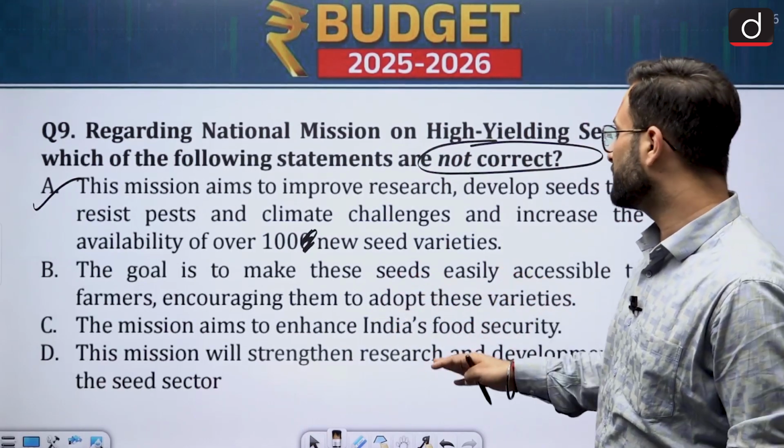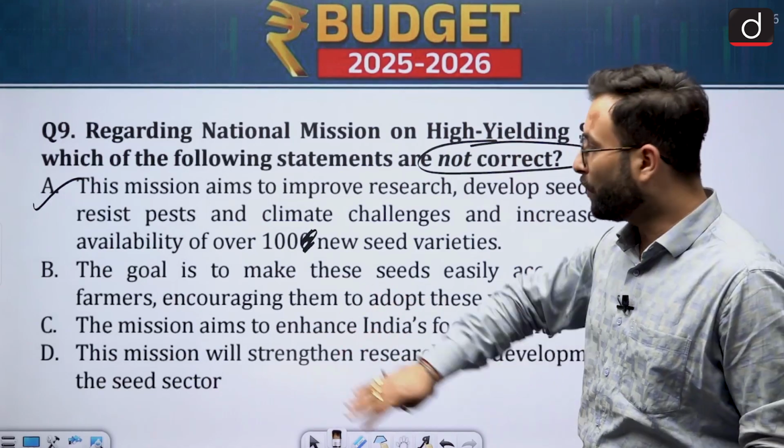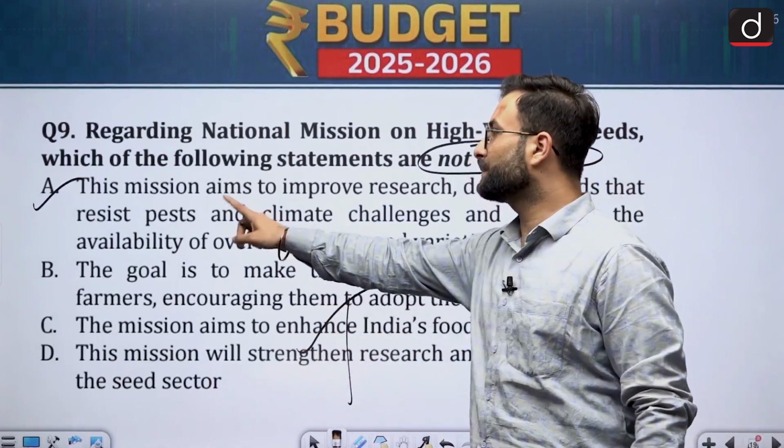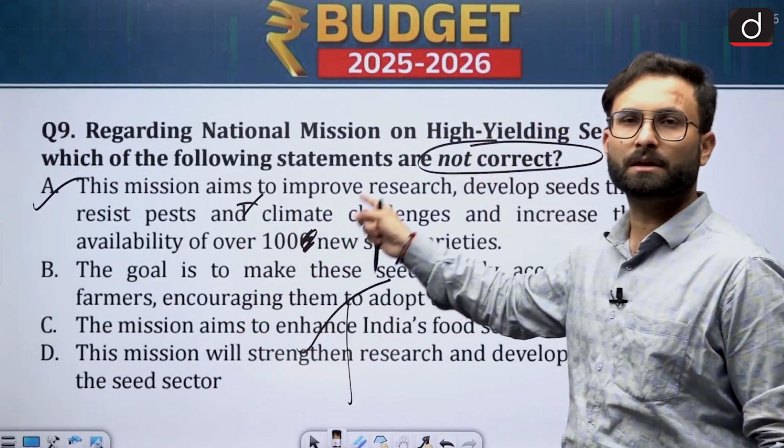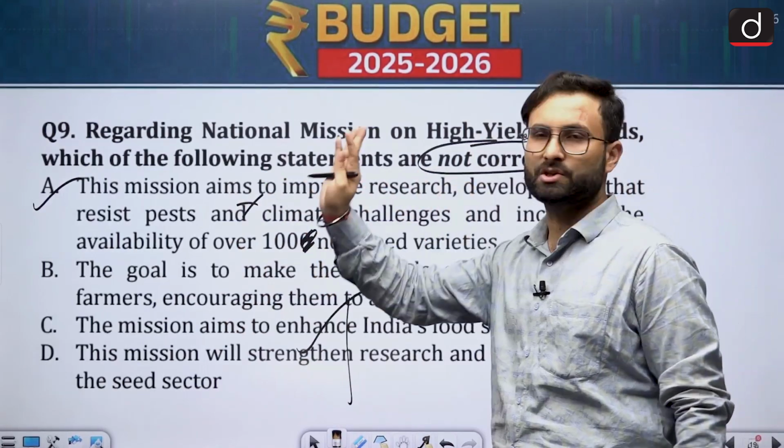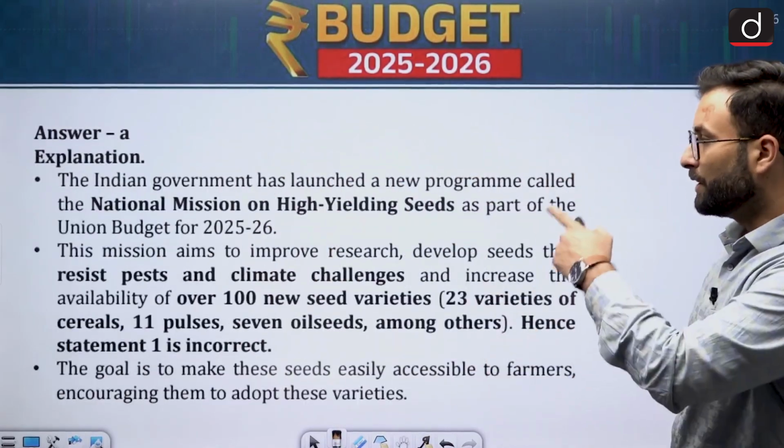This mission will strengthen research and development in the seed sector. So all these statements are true. This statement is false because they are talking about 1,000, but the real number is 100 seeds. Option A is your right answer. Same thing is given over here. You can go through this.